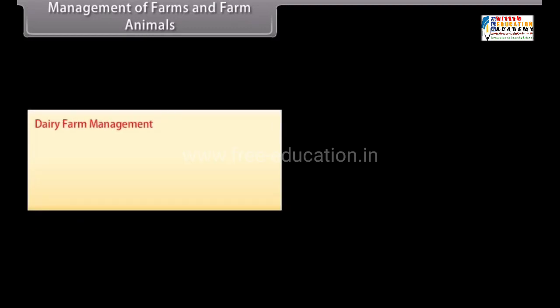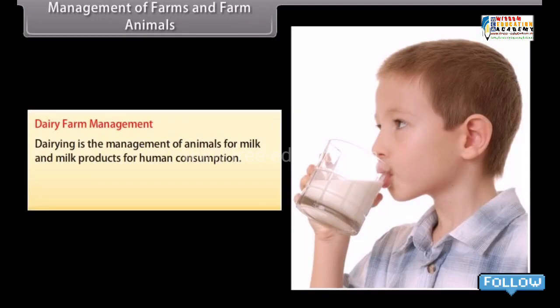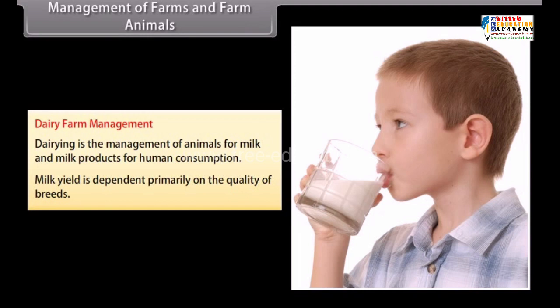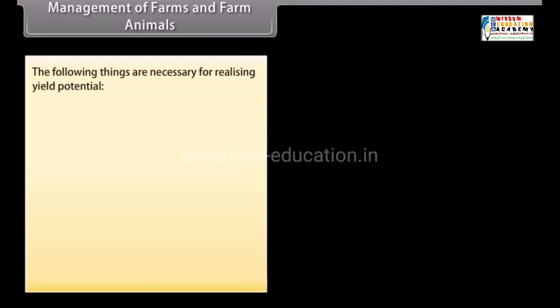Dairy farm management. Dairying is the management of animals for milk and milk products for human consumption. Milk yield is dependent primarily on the quality of breed. The following things are necessary for realizing yield production.